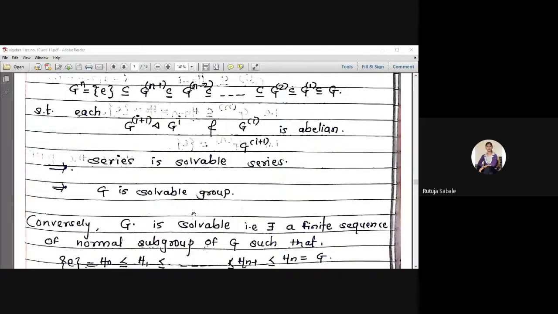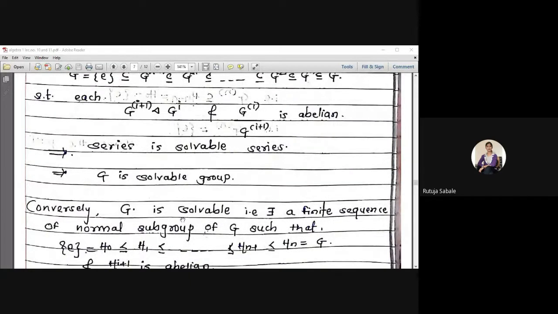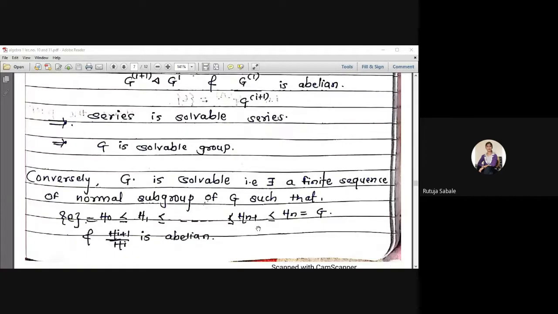So now in the converse part, we assume that G is solvable. G is solvable means that there exists a finite sequence of normal subgroups of G such that singleton E, which is equal to H naught, is a subgroup of H1. You can write subgroup or normal. As here Hi plus 1 upon Hi is abelian, this factor group is formed, which means Hi is always normal in Hi plus 1. So here we can write normal subgroup or only subgroup.